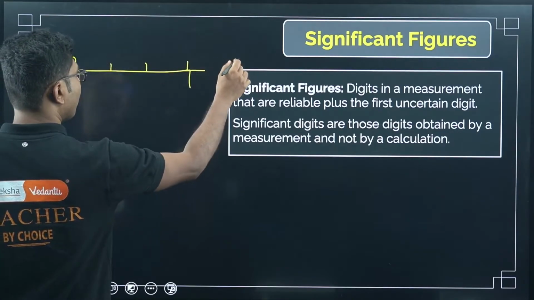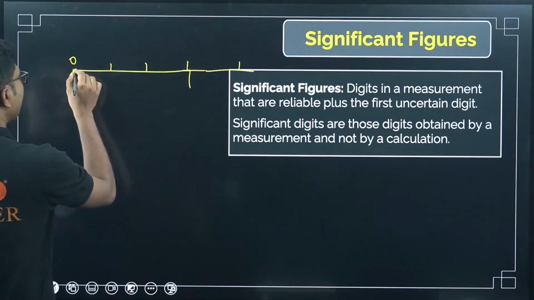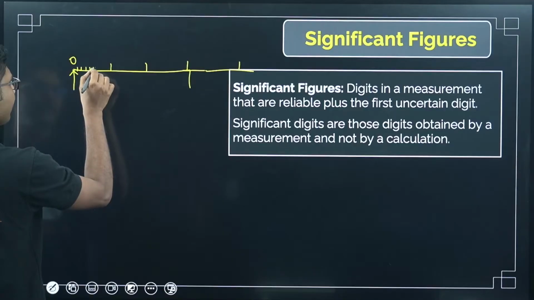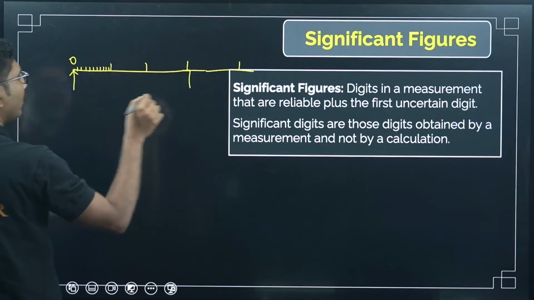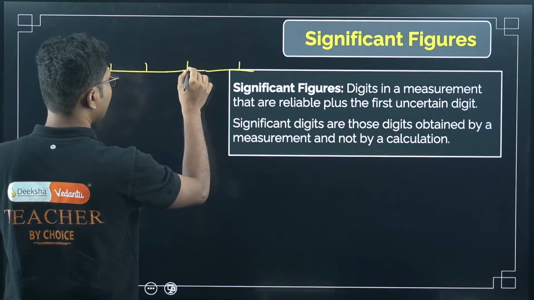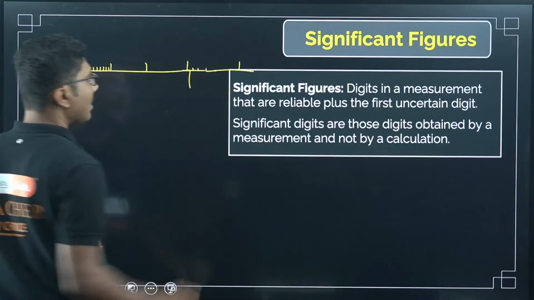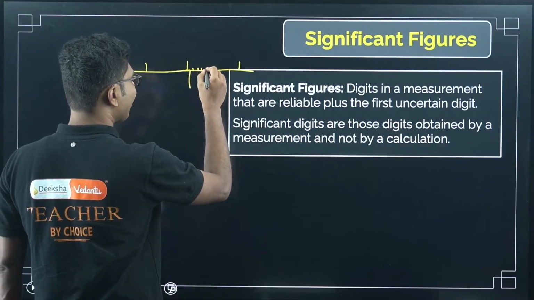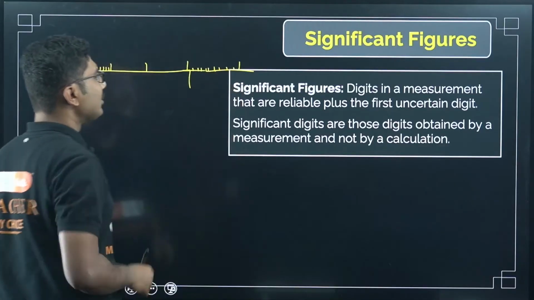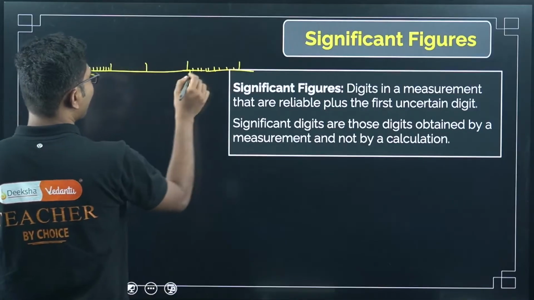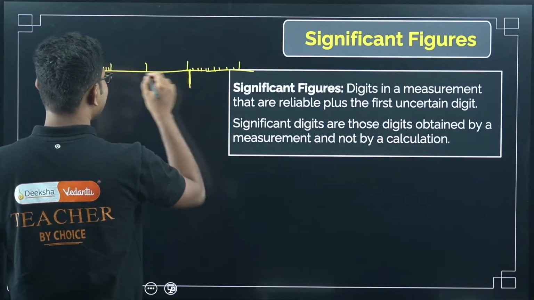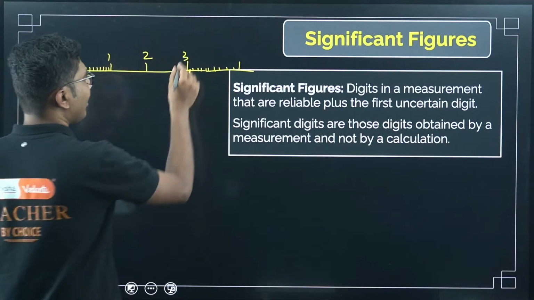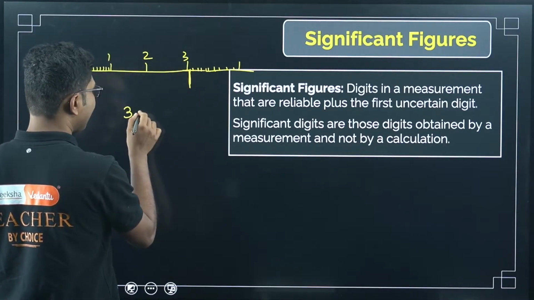3, 4, like that, and in between you have some digits 1, 2, 3, 4, 5, 6, 7, 8, 9, 10. So you have these values. Now if I give you this scale, and I ask what is the value of this line, you will say, okay, this is 1, this is 2, this is 3, so 3 centimeter wide, this line is 3 centimeter wide.